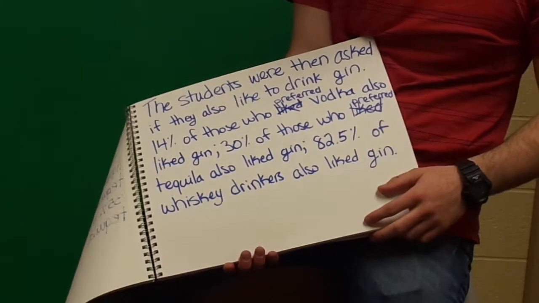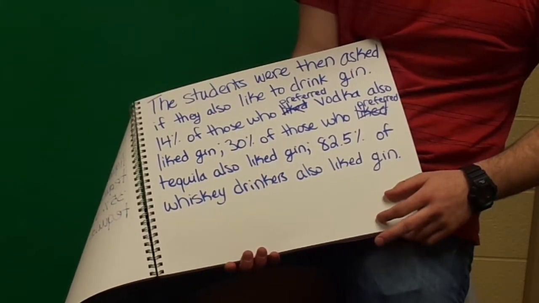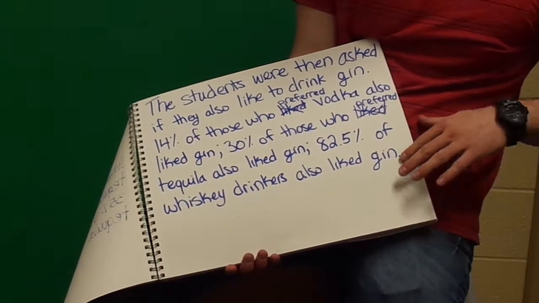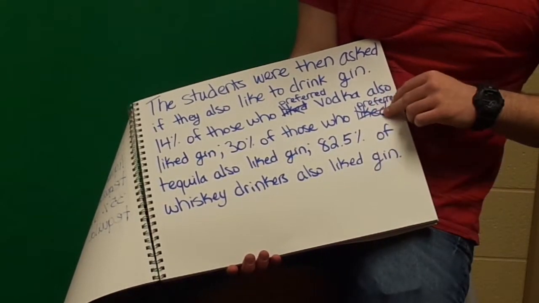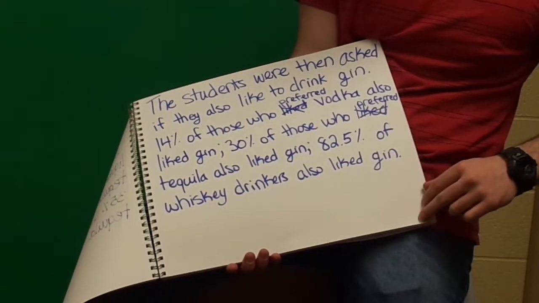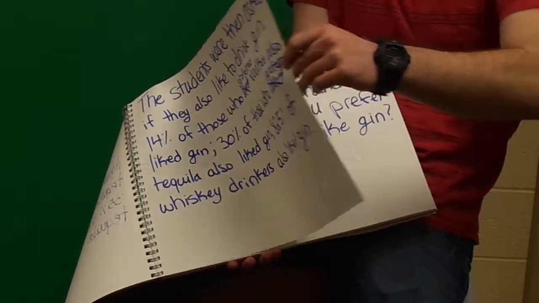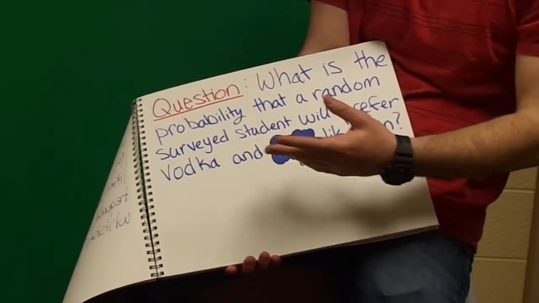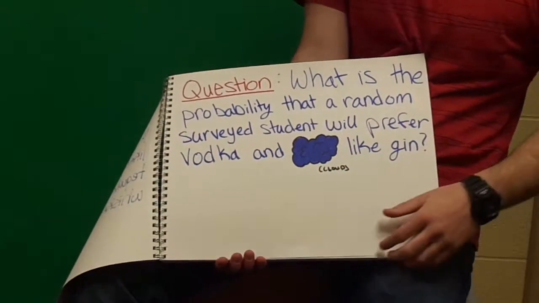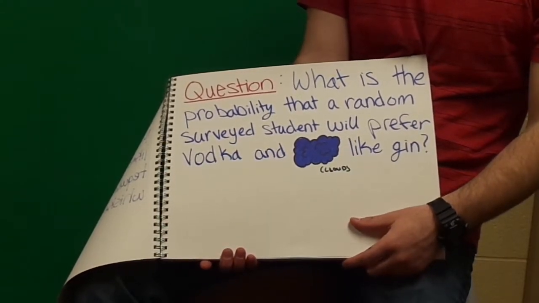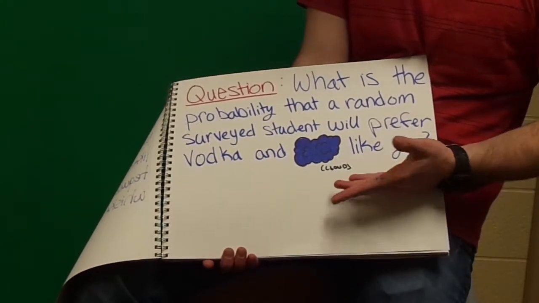The students were then asked if they also liked to drink gin. 14% of those who preferred vodka also liked gin. 30% of those who preferred tequila also liked gin. And 82.5% of whiskey drinkers also liked gin. Question: What is the probability that a random surveyed student will prefer vodka and like gin?